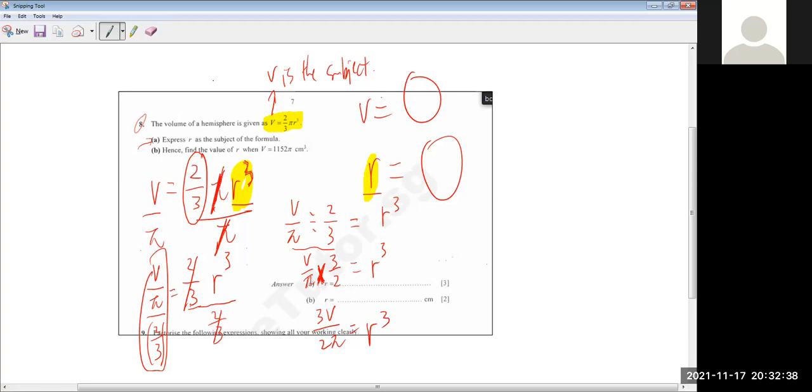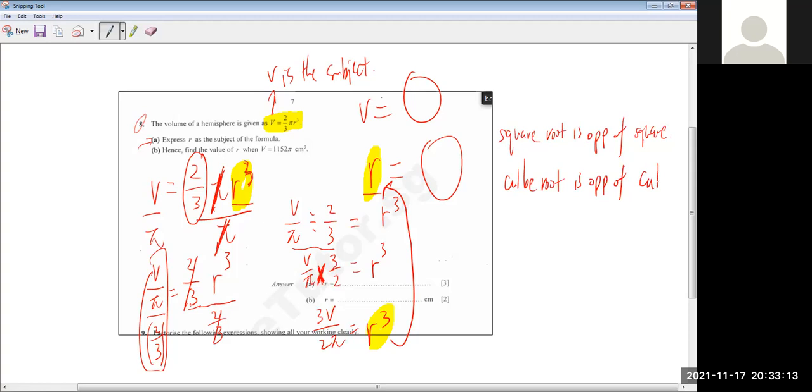Okay, so the question wants you to have R equals to something, but now you have R cubed. So how do you get R from R cubed? Any idea? I just want you to know that square root is the opposite of square. Okay, so cube root is the opposite of cube.